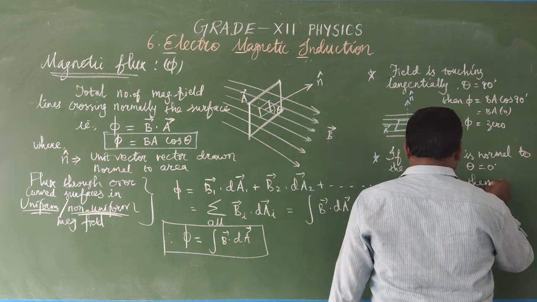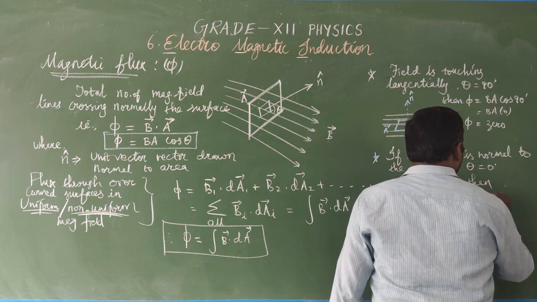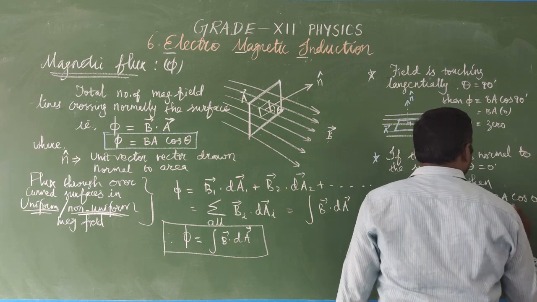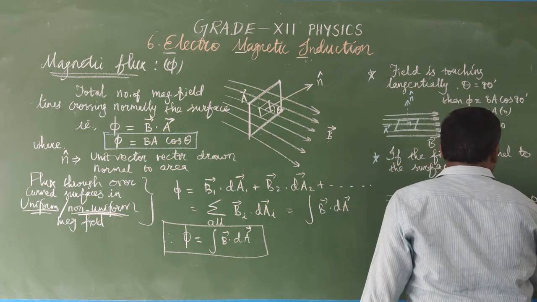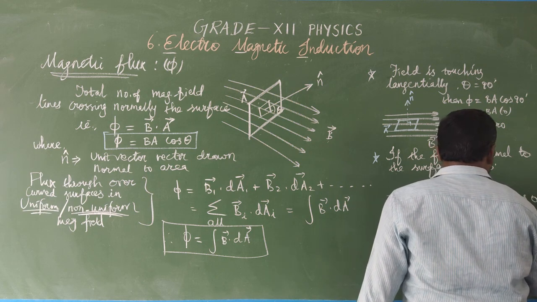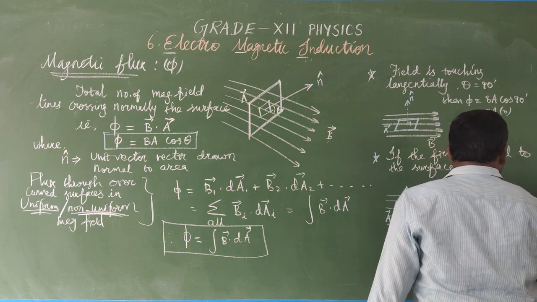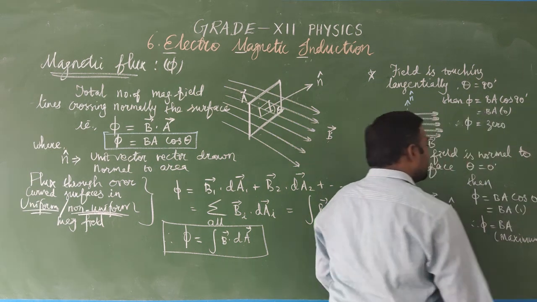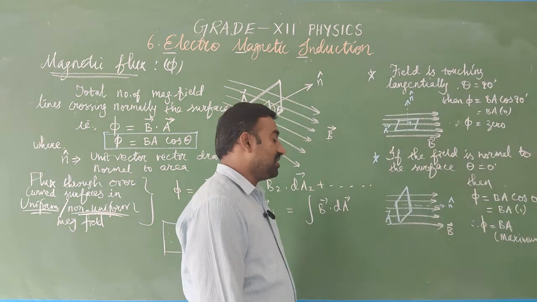Then the flux enclosed is BA into cos 0. Cos 0 degree is equal to sin 90, which is equal to 1. Then BA into 1. Therefore, flux is equal to BA. So here the flux is maximum. So here we can say it's a maximum flux.